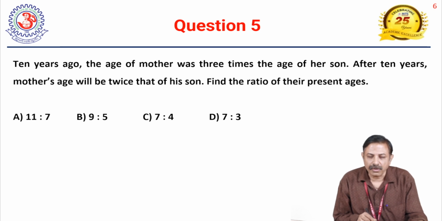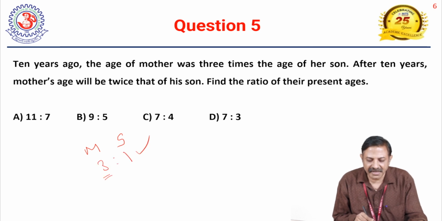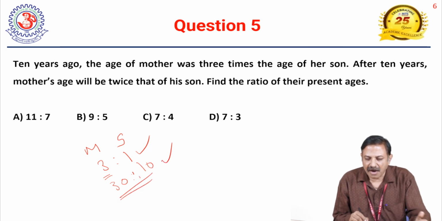10 years ago, mother was 3 times the age of the son. Mother is there, son is there, mother is 3 times son. That means if mother is 30 years, for example, son will be 10 years. Afterwards, after 10 years, mother will be 2 times that of the son. Find the ratio of the present ages.